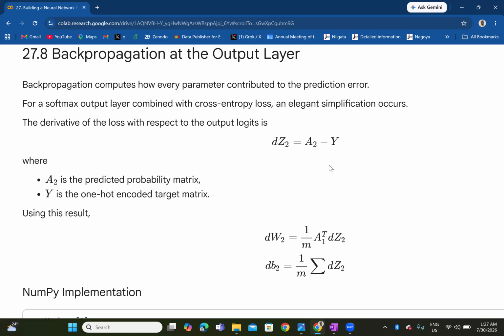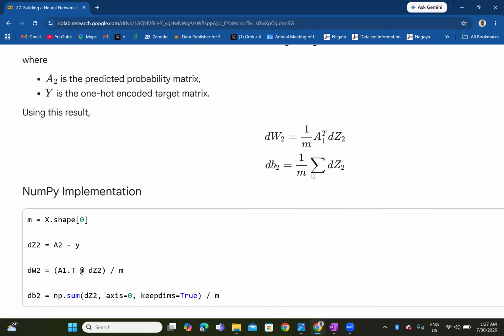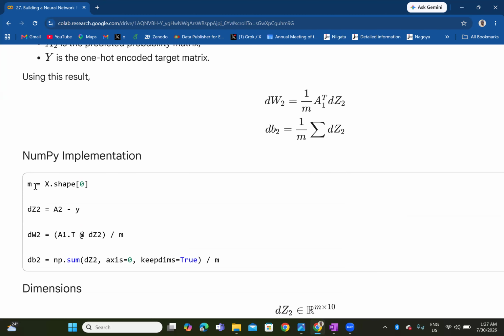So for backpropagation, you're taking the gradients of the loss with respect to each parameter, all of the weights and biases. So the NumPy implementation is something like this. You have m to define the number of examples you may have, and dz2 is a2 minus y.